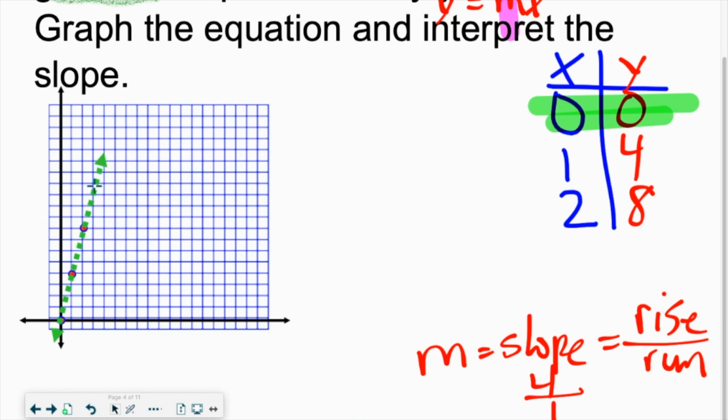And make sure that your line is not dotted. That's just how mine with the program comes. But do make sure there are arrows on both ends. Now, we have successfully graphed the equation.